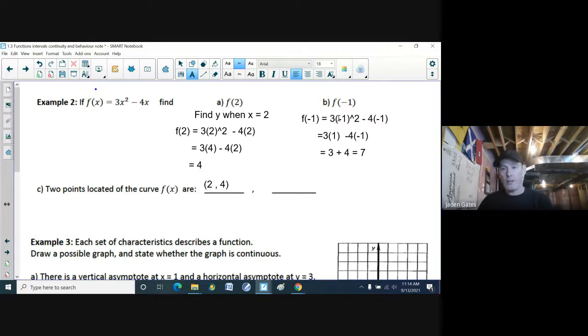The other point, well, I already got one here. When x is negative 1, the y value is 7. So those are just two points on that graph. There we go.